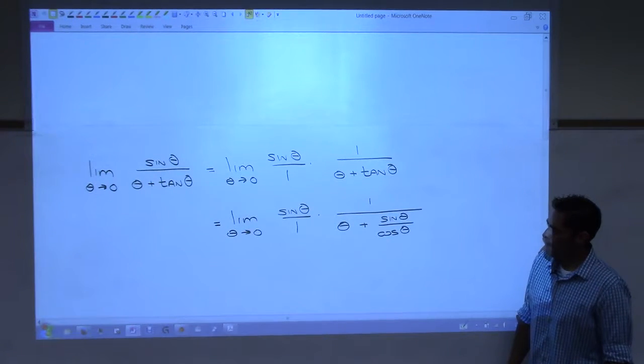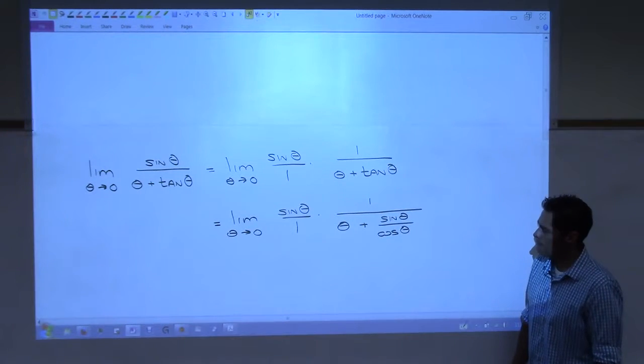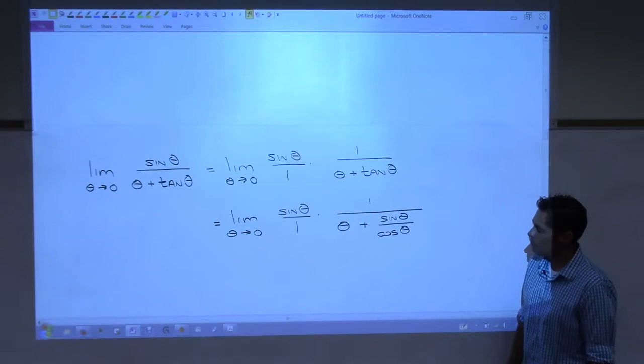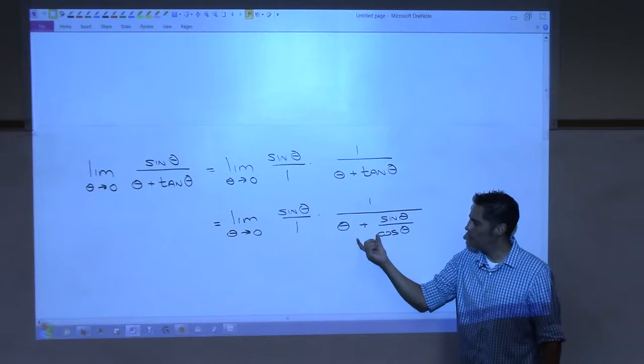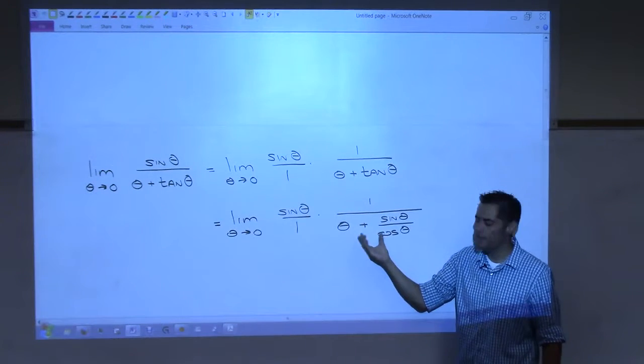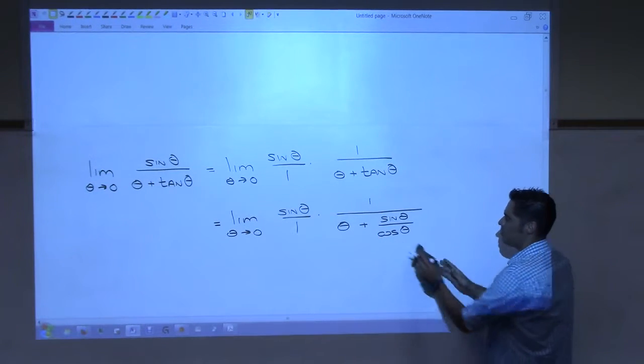Put the fractions together. Or so theta over theta plus sine theta over cosine. Theta over, or break it up in theta over 1. I see what you're saying. You're trying to put these two together? You could. Let me try this. Let me just rewrite this like this.